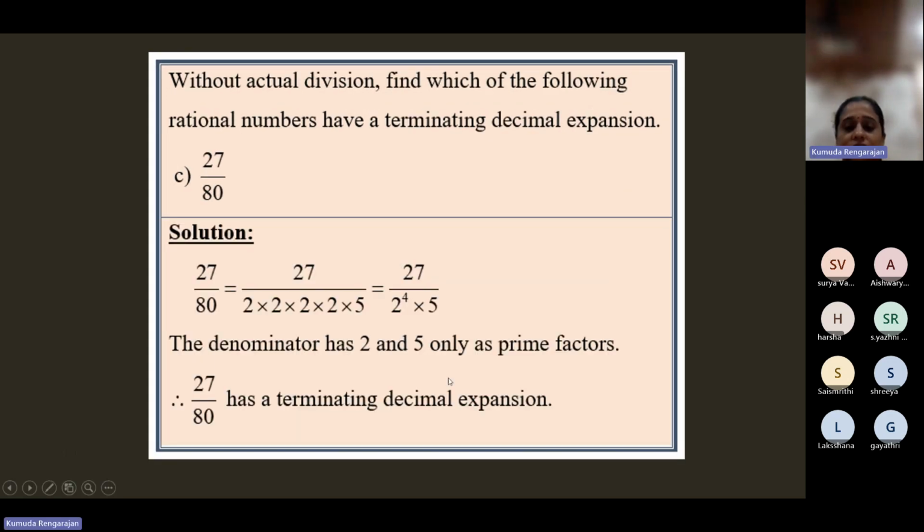27 by 80. So it's already in the simplest form. You cannot reduce it any further. Prime factors of the denominator 80. So the denominator has 2 and 5 only as its prime factors, terminating decimal expansion.